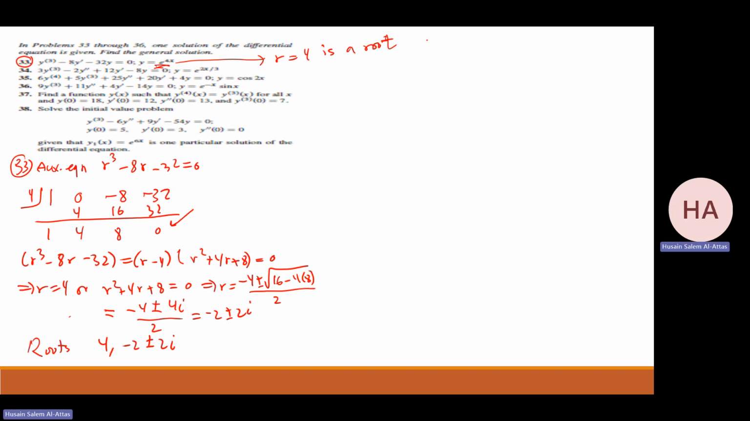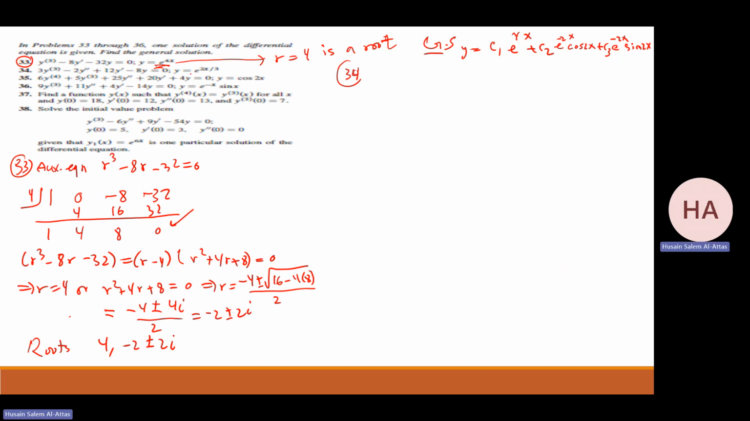So the solution: y equals c1 e to the 4x plus c2. You want the general solution. Find the general solution. The other one is what? e to the minus 2x cosine 2x, e to the minus 2x sine 2x. Yes. Yeah.